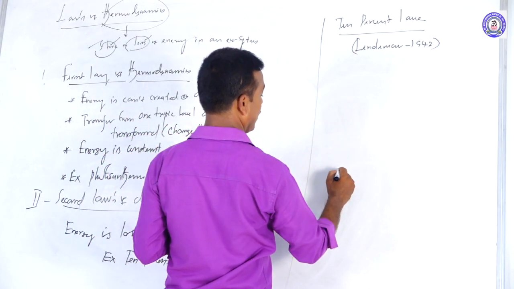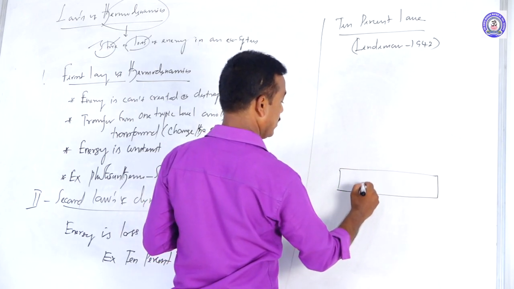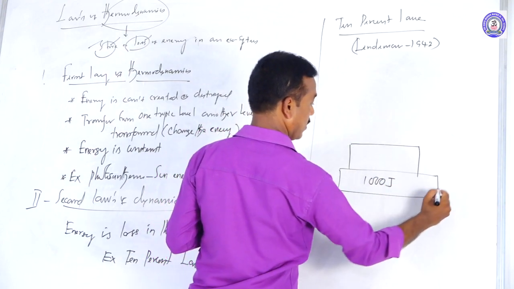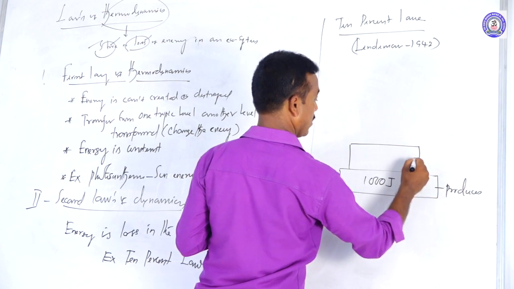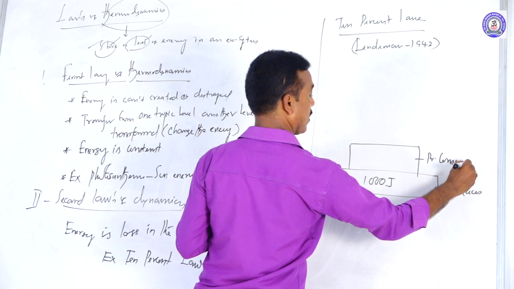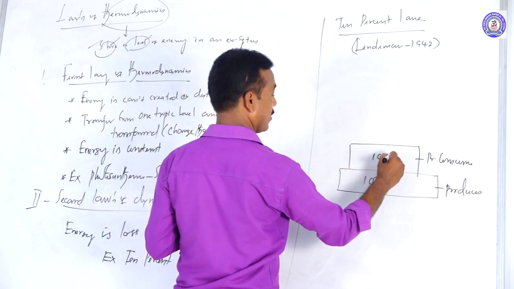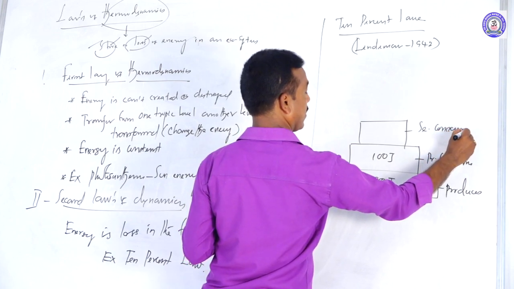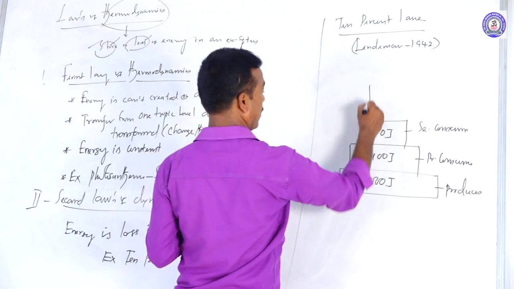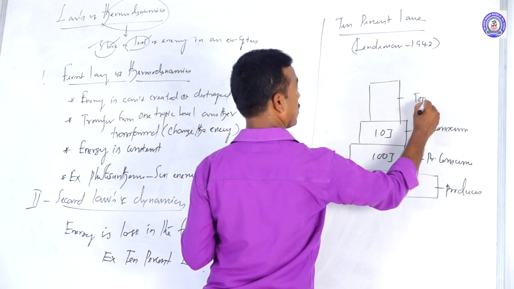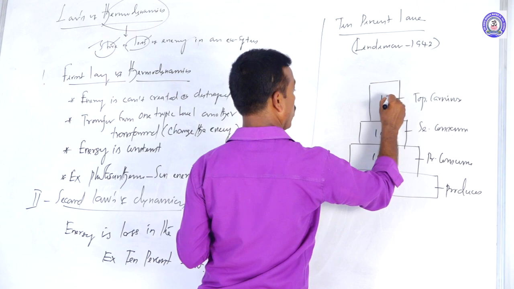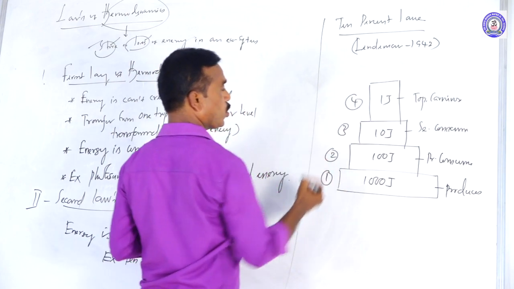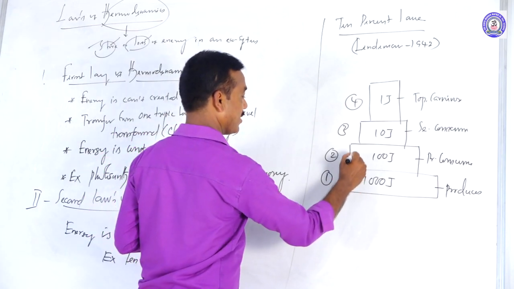How is it given? For example, the producer can possess 1000 joules. These are producers. These are primary consumers. Then the next one, secondary consumers, gets 10 joules. The last one is called top consumers, with 1 joule. So at each level they can store the energy for only 10%.